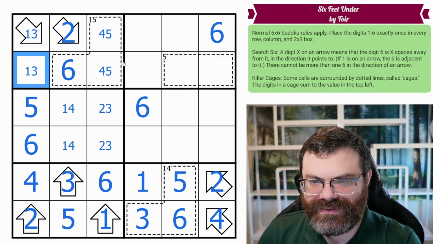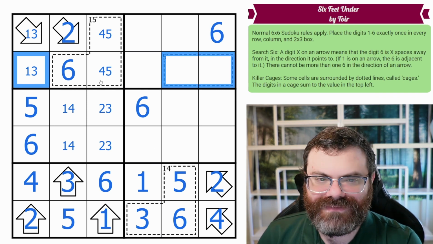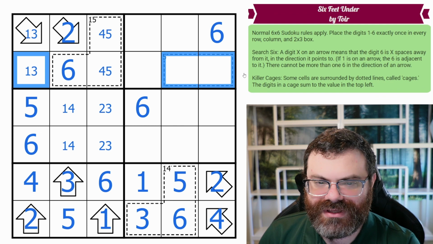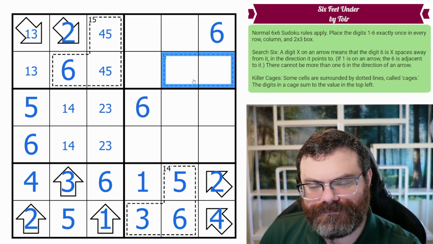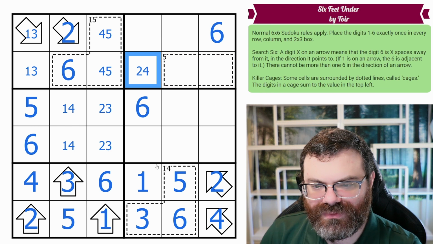And this is 1 or 3, which means this can't be 1 or 3. Although I suppose I could have noted that there's already a 1, 3 in the column. But it's kind of fun to point out anyway that there's a virtual 1, 3 pair in here. So what can this actually be? It can be 2, it can be 4, it can be 5.